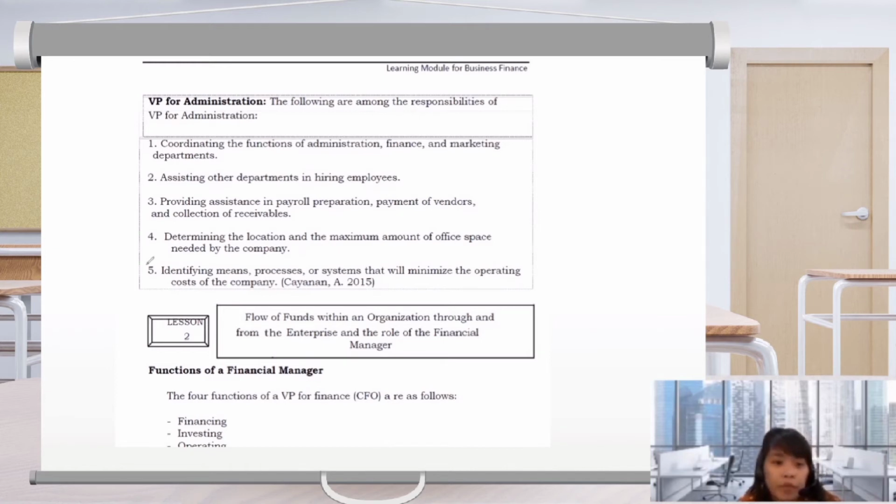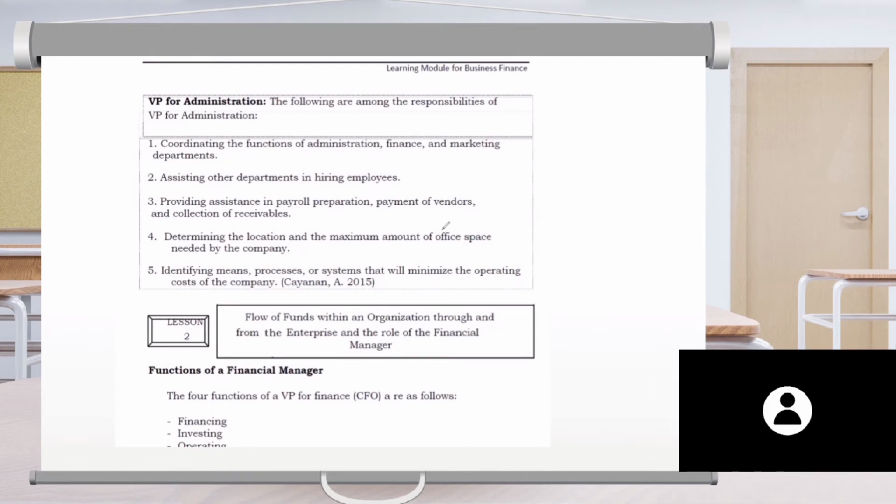Okay? So, what about VP for administration? Okay? Pabasa nga ako, Wing. VP for administration. Coordinating the functions of an administration, finance, and marketing departments, assisting other departments in hiring employees, providing assistance in payroll preparation, payment of vendors, and collection of receivables. Determining the location and the maximum amount of office space needed by the company. Identifying means, processes, or systems that will minimize the operating costs of the company.